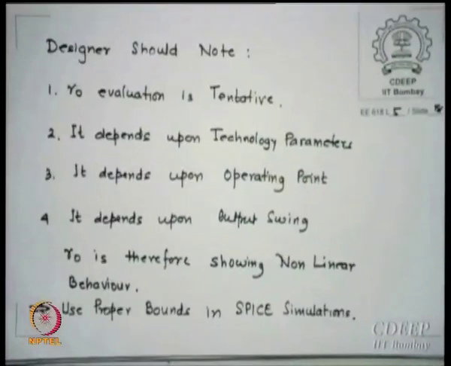So a designer should note the following. You write down as a designer, you must know this. For R0, the R0 evaluation is tentative. It depends on technology parameters. It depends on the operating point. It depends on output swings, because it matters whether VDS is at the other end or this side, and how much the signal is. R0 therefore shows non-linear behavior. I'll give you some hints on that. I'll show you what I mean by swings. Use proper bounds in SPICE. Is that clear? So that's the marker. What should you do? Use proper bounds. There is nothing called correctness.